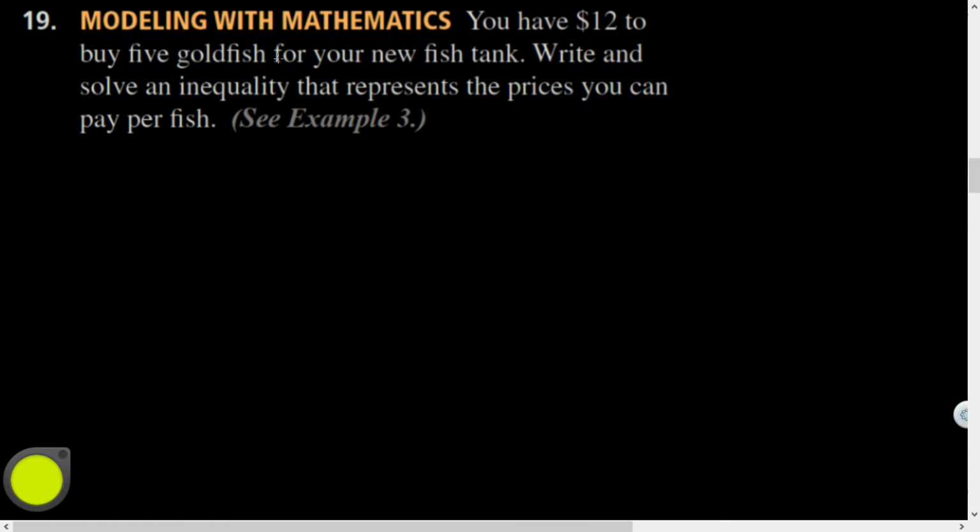For your new fish tank, write and solve an inequality that represents the prices you can pay per fish. So my variable, I'm going to say P maybe for price, is going to be the price per fish. And what units of measure do you think the price should be measured in? Probably dollars.